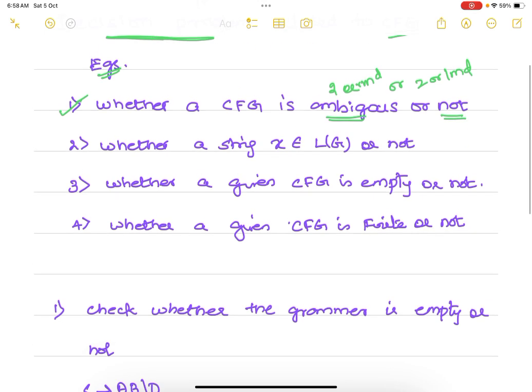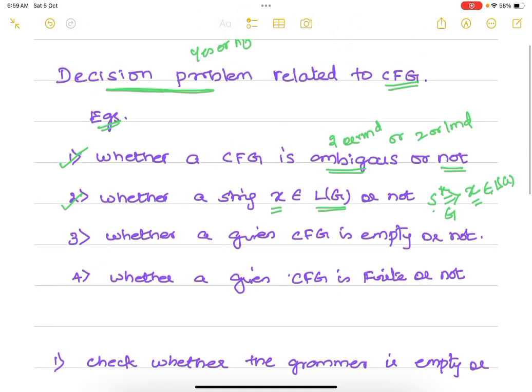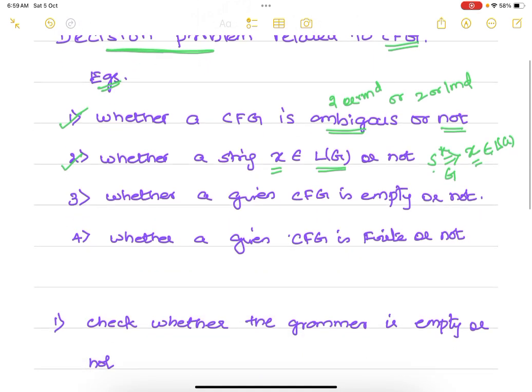We also know the next decision problem, which is to check whether a particular string belongs to the language generated by the grammar or not. If we are able to derive x from the start symbol of this grammar, applying the production rules one or more times, then we say that x belongs to the language generated by the grammar. If you are not able to derive this x from the start symbol, then it does not belong to L. This is also not new for us. We have seen this type of problem. This comes under decision problems related to context-free grammar.